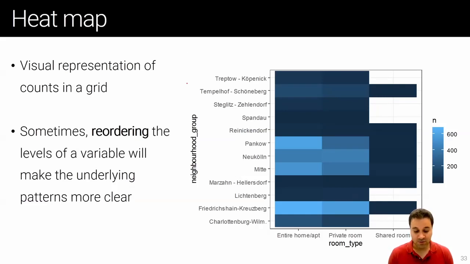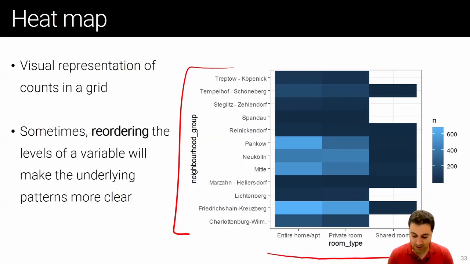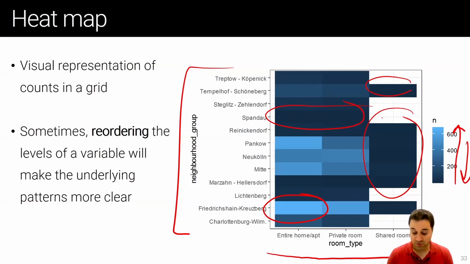We could also use heat maps, which are a visual representation of these counts, but in a grid. Essentially, we have all the neighborhoods along the y-axis, all the room types along the x-axis, and in each of the cells, we have a different color. In this case, the lighter the blue, the more observations, the darker the blue, the fewer observations. Here, what we see is that most of the observations in the dataset are here, entire homes in Friedrichshain, and there are very few observations in there, etc. Of course, reordering the different categories, the different neighborhoods in this case, might show even further patterns. It just depends on the case.